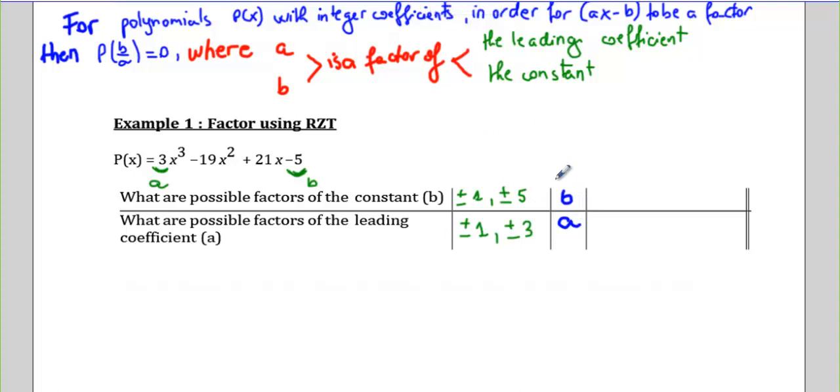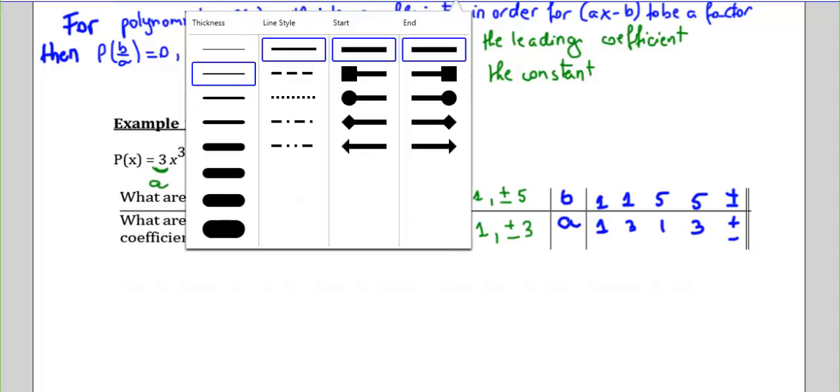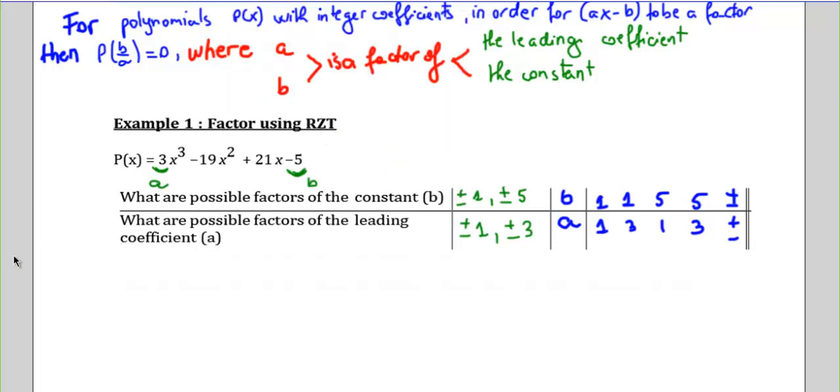Well, all you have to do is take the different possibilities: 1 over 1, 1 over 3, 5 over 1, and 5 over 3. Of course, each one of these values could be positive or negative, generating a variety of possibilities. Let's apply the factor theorem and check each one of these values to see if it generates remainders of 0.